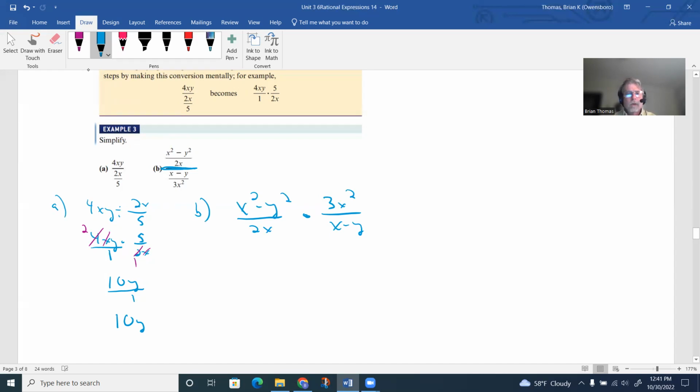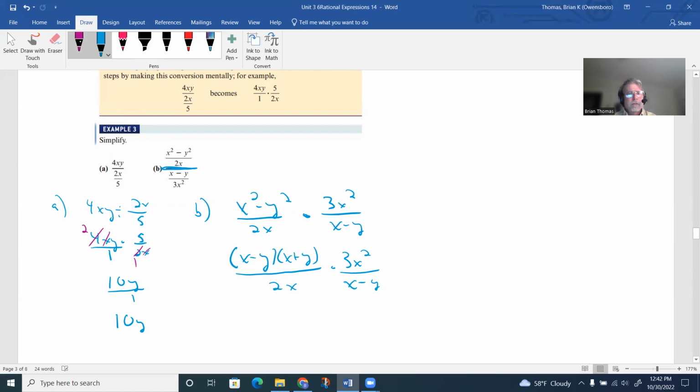Notice that x squared minus y squared is a difference of squares. That's going to be x minus y times x plus y. The 2x stays as is. The 3x squared stays as is. And the x minus y stays as is. There's nothing to do there.